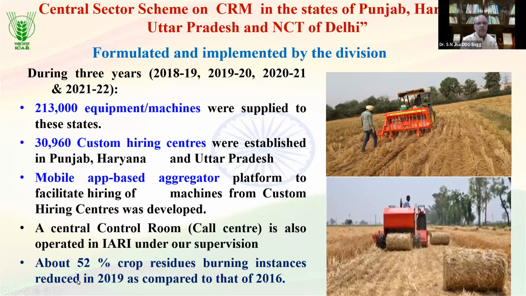30,960 custom hiring centers were established in Punjab, Haryana, and Uttar Pradesh. A mobile app-based aggregator for custom hiring use has also been developed, and one central control room, that is a call center, is also operated in IARI under our supervision. And about 52% crop residue burning instances were reduced in 2019 as compared to 2016 when the project was conceived.